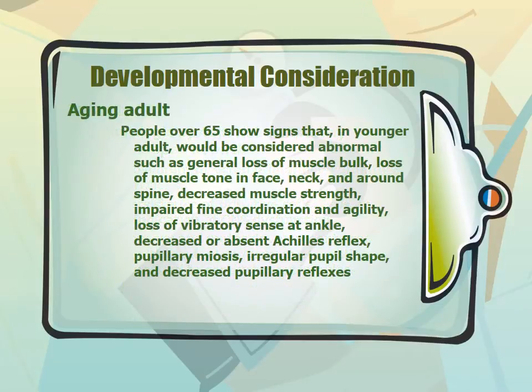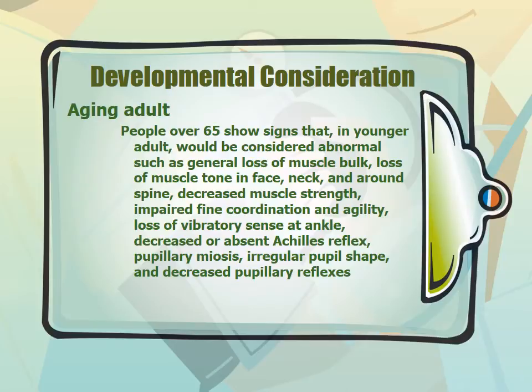In an aging adult, we're going to see atrophy with a steady loss of the neuron structure in the brain and the spinal cord. People over the age of 65 show signs that in the younger adult would be considered abnormal. And that is because of this loss of the neuron structure. They're losing muscle bulk and their loss of muscle tone, especially in the face and neck and around their spine, that decreases their muscle strength.